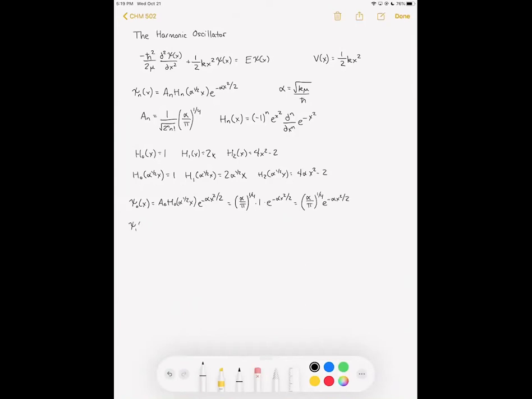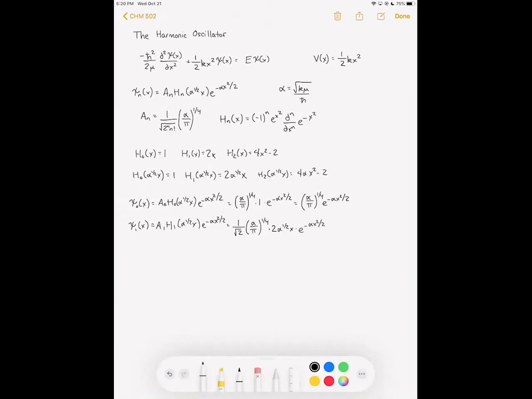We look at the first one as well, the first excited state, psi 1. Again, it's just going to be A1 times H1 as a function of alpha^(1/2) x, and then e to the minus alpha x squared over 2. So in the case of A1, now our normalization constant is 1 over the square root of 2 times (alpha over pi) to the 1/4. Our first order Hermite polynomial is 2 times the square root of alpha times x, and then we have e to the minus alpha x squared over 2.